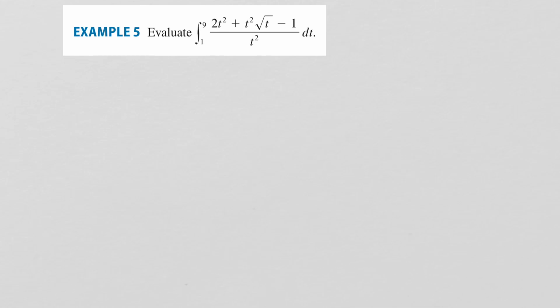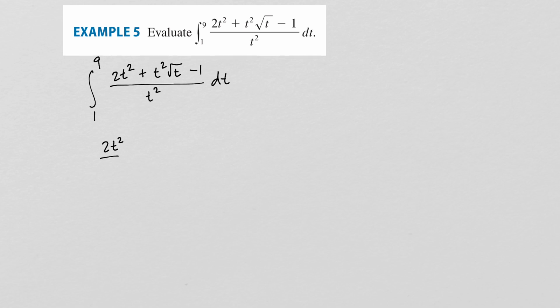In our next example, we have the integral from 1 to 9 of the function 2t squared plus t squared radical t minus 1, all over t squared, dt. Once again, sometimes before you can find the antiderivative, you need to simplify your function. So let's take a look at the function. We have 2t squared, and we can write that over the denominator, t squared. And then we have plus t squared radical t, also over t squared. And finally, minus 1 over t squared.